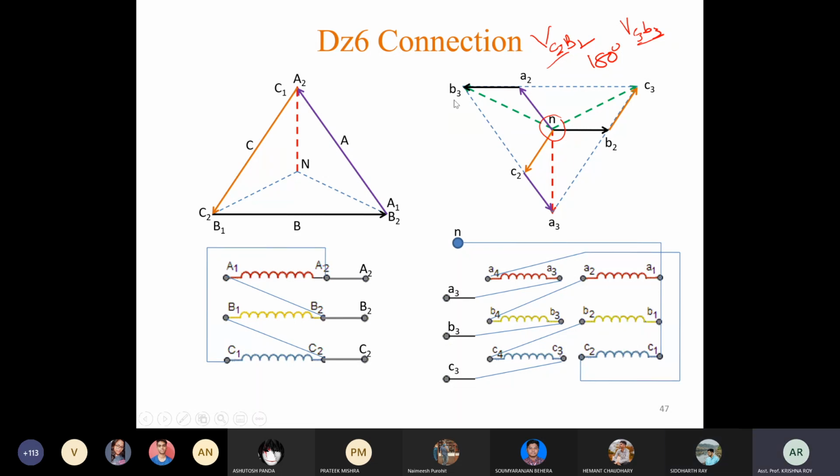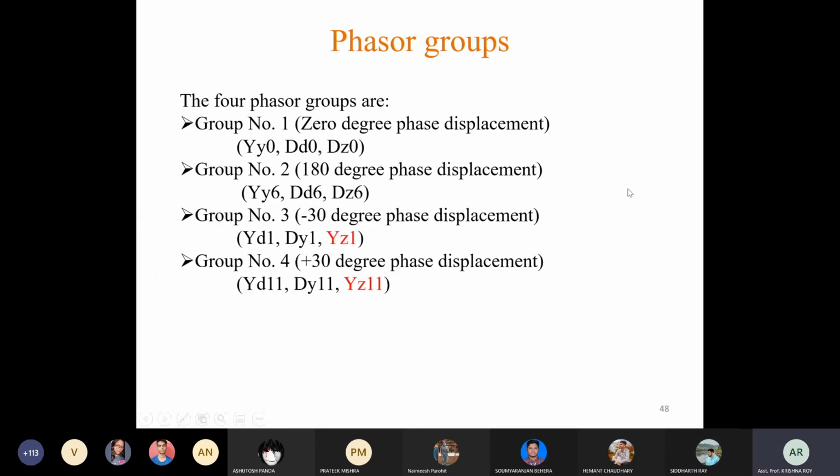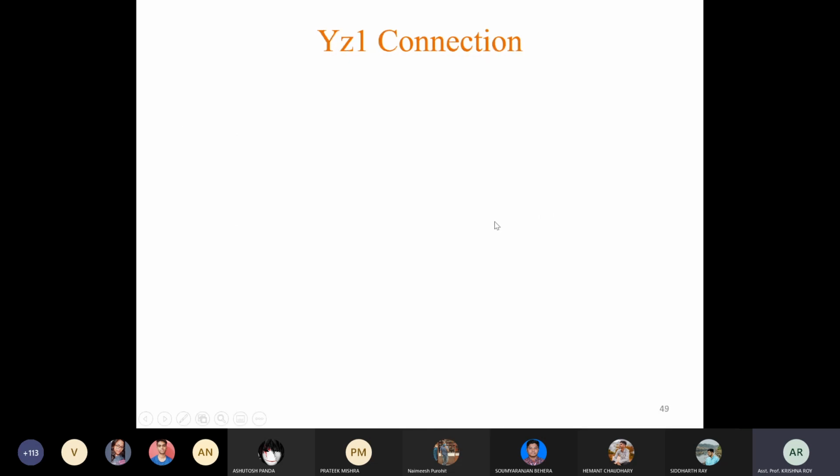Yes, sir. Okay. So next we have YZ1 and YZ11. YZ1 is minus 30 degree phase displacement. YZ11 is plus 30 degree displacement. So let us consider YZ1 first.